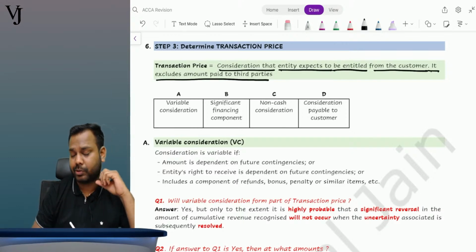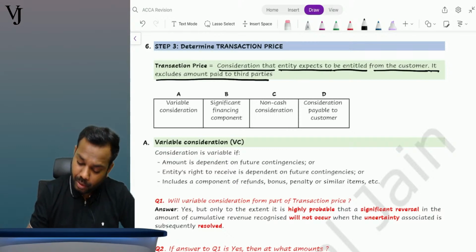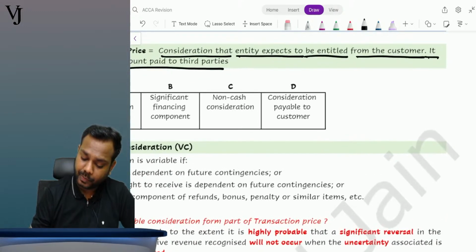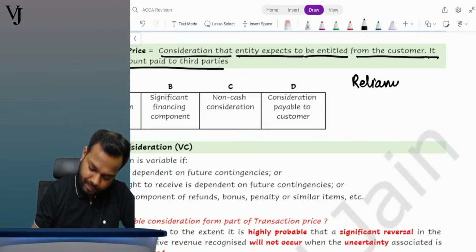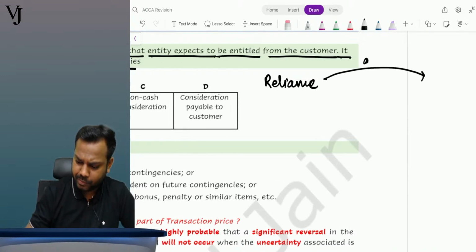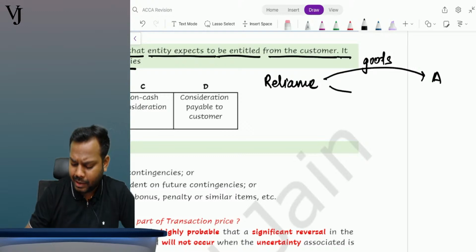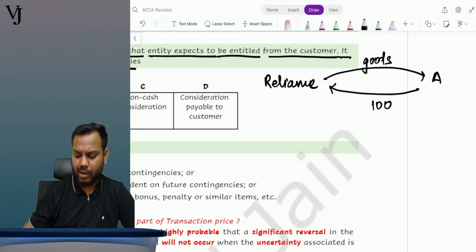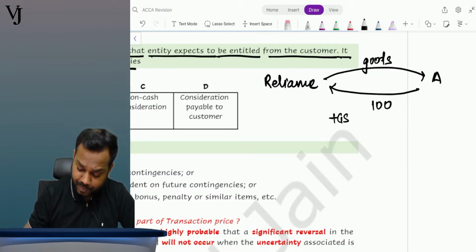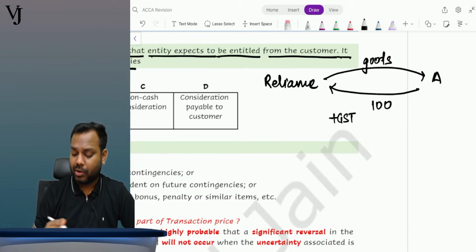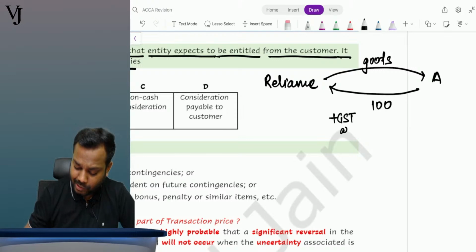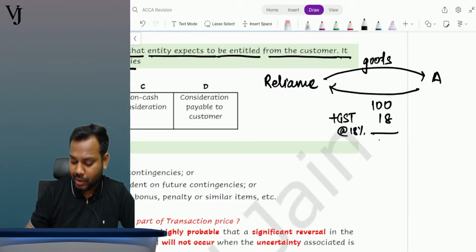Now let's suppose Reliance sold some goods to A, and the value of the goods was 100. Now, discussing this in relevance to the Indian scenario, the term might change from country to country. In India we have GST, and some other countries might have VAT. Let's suppose India applies GST at the rate of 18%. So it is 18, and now the invoice amount is 118.